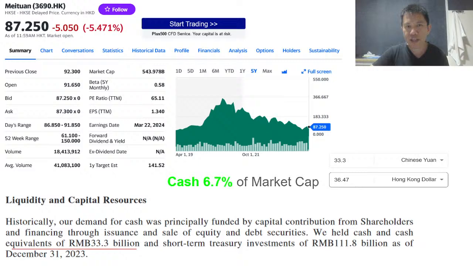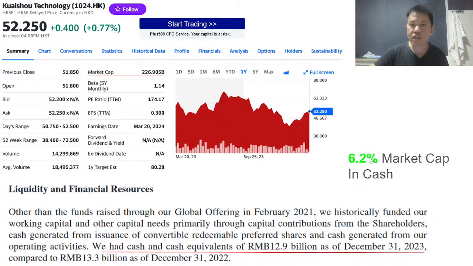So Meituan is actually similar to Kuaishou, which I talked about two days ago. Kuaishou has about 6.2% of market cap in cash. Meituan and Kuaishou are both good businesses. In the past few years they were aggressively expanding, burning money to capture market share, so they depleted a lot of their cash. But they have proven that they have turned profitable, that their model works and they can make money, so their cash position will start to improve.